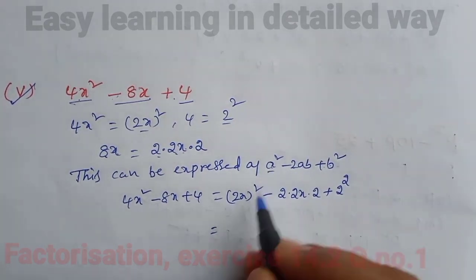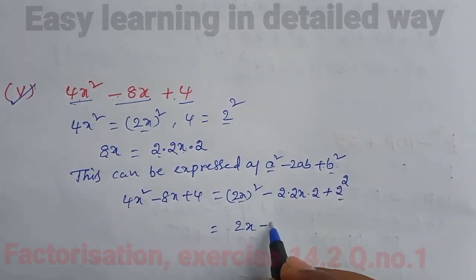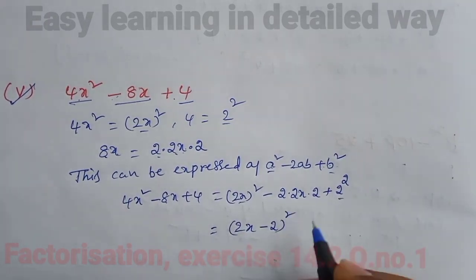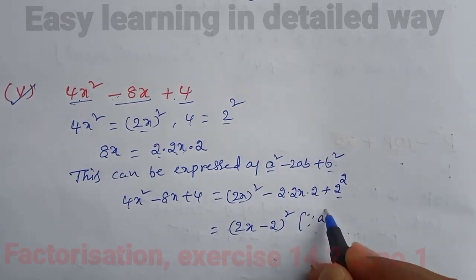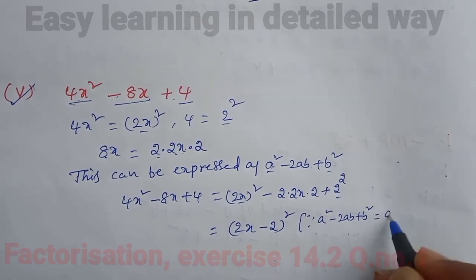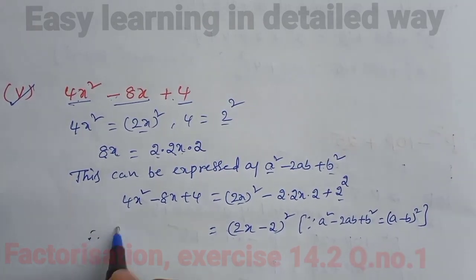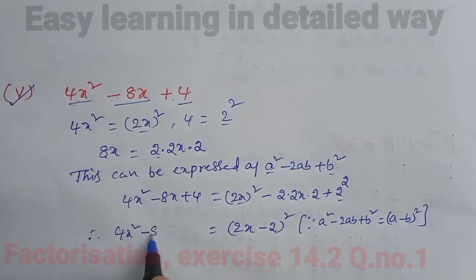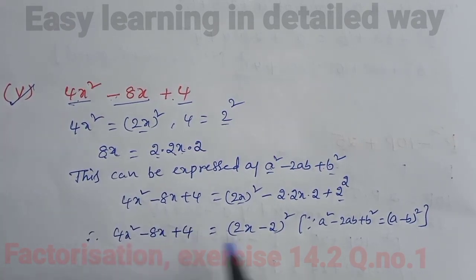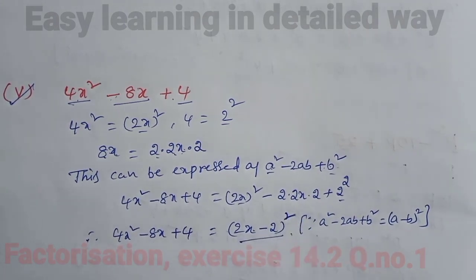So here a is 2x and b is 2. So then 2x minus 2 whole square, because of the identity a square minus 2ab plus b square is equal to a minus b whole square. So therefore the expression 4x square minus 8x plus 4 can be factorized as 2x minus 2 whole square.